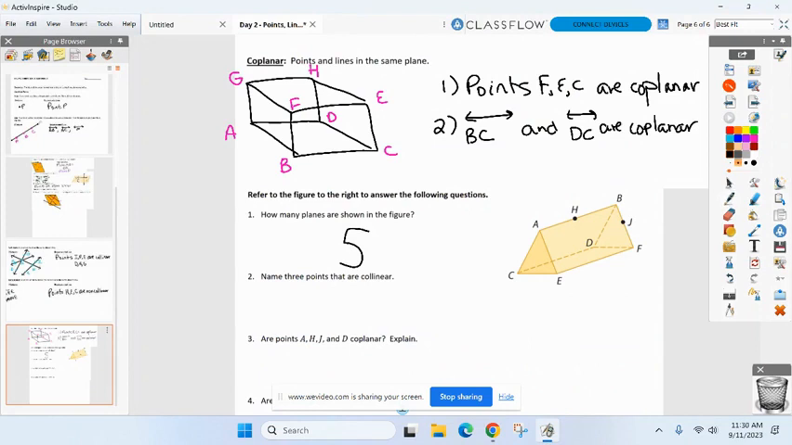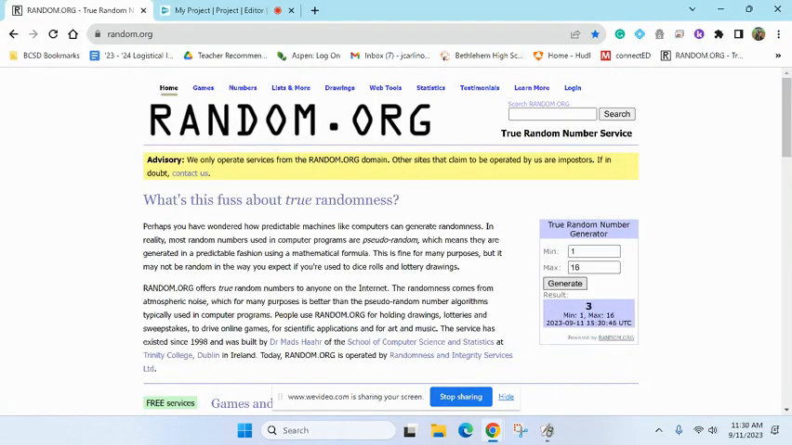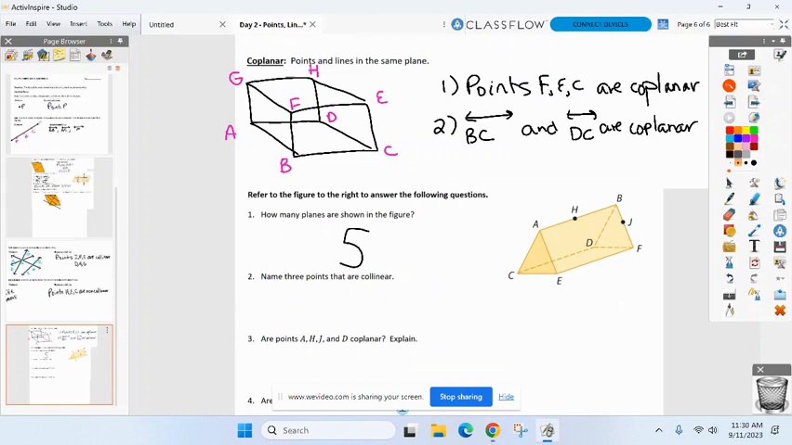Name 3 points that are collinear. 3 points that are collinear, meaning all 3, not 2 out of 3. All 3 have to be on the same line. Aiden? A, C, E. This here to here to here. They're on the same plane, but do they form a line? Remember what a line is, right? So those wouldn't be collinear, they'd be coplanar.